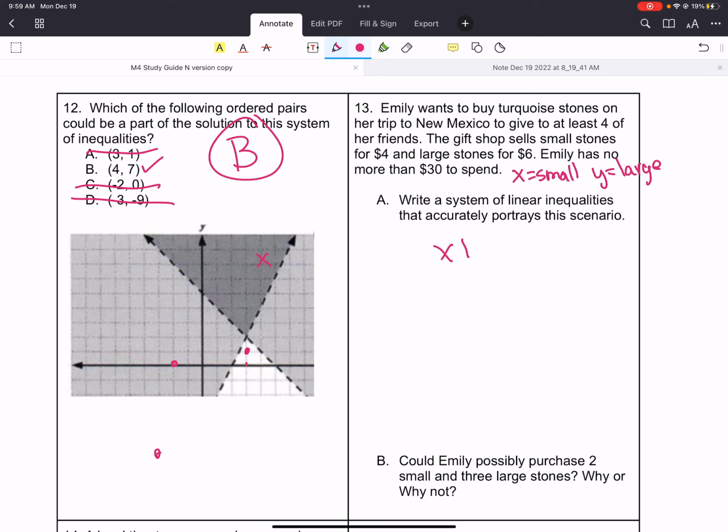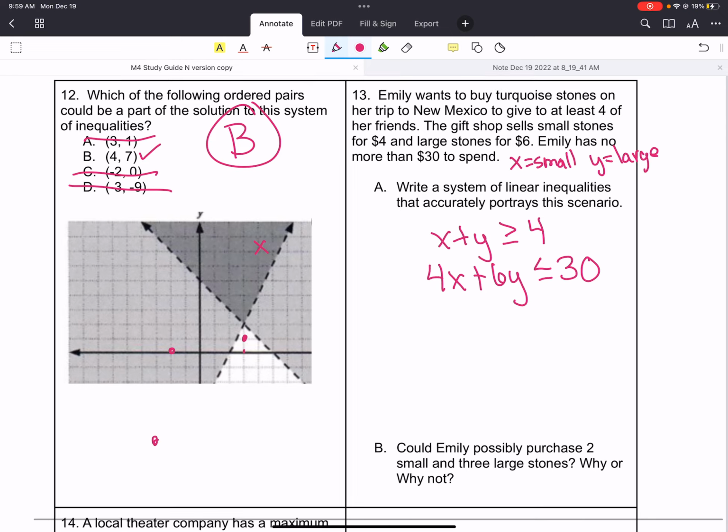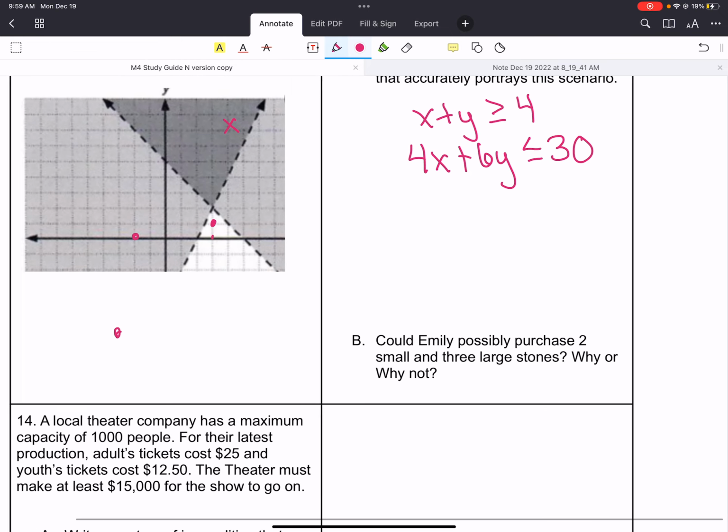So she has to get at least 4 stones. So X plus Y has to be greater than or equal to 4. And the small stones are $4. Large stones are $6. And that has to be less than or equal to 30 because she only has $30 to use. So can she possibly purchase 2 small and 3 large stones?